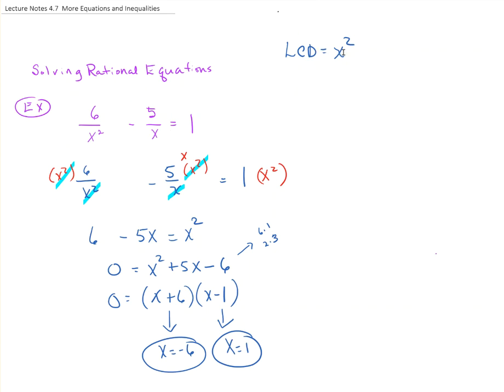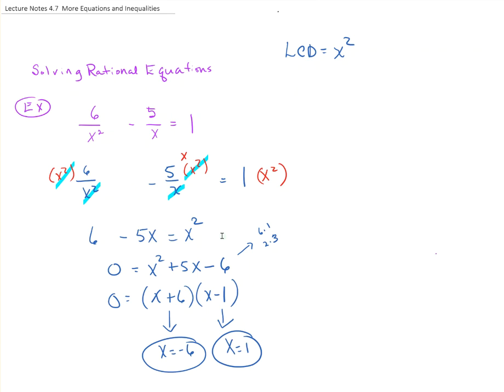Well, in this case, it's x squared. So you multiply x squared by each of the terms in the equation. When you do that, well, here you can see those cancel out. Here x goes into x squared, leaves an x, and then we have 1x squared. So what happens, now we have 6 minus 5x equals x squared, and we don't have fractions, and we all love that.